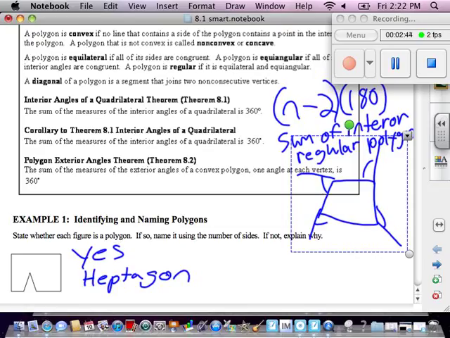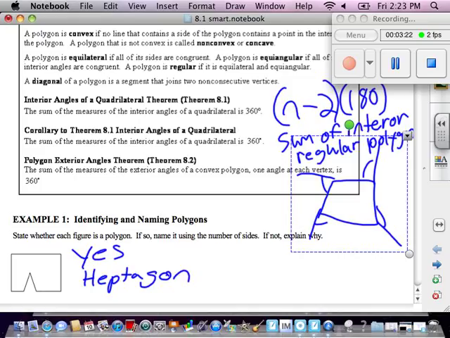Okay, if it's one side, it's a point, right? Okay. If it's 3 sides, it's what? Triangle. 4 sides, a quadrilateral. 5 sides, pentagon. 6 sides is a hexagon. 7 sides is a heptagon. What's 8 sides, guys? 9 sides, listen to this one. Nonagon. And 10 sides is a decagon.